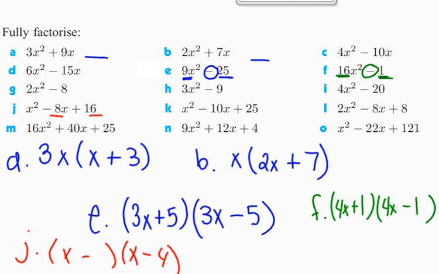And we know that that is negative 4 and negative 4. They are going to multiply to 16, and when we add those up, they're going to give us negative 8. But we have to do one more step because those are exactly the same. We have to write it as x minus 4 squared.